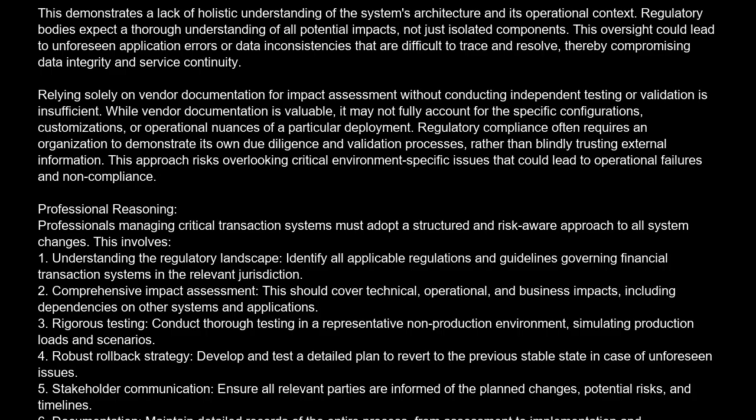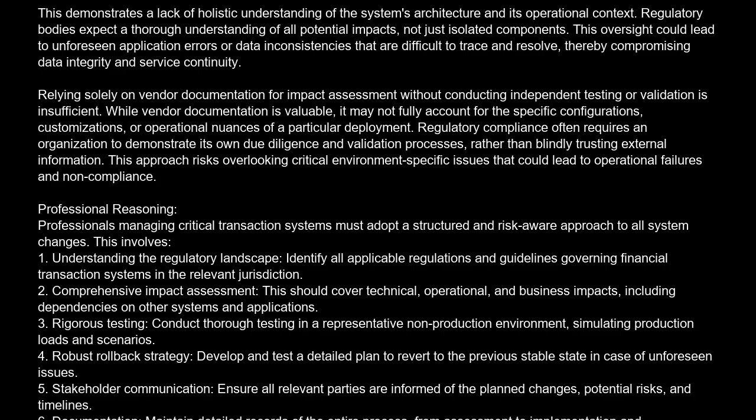Relying solely on vendor documentation for impact assessment without conducting independent testing or validation is insufficient. While vendor documentation is valuable, it may not fully account for the specific configurations, customizations, or operational nuances of a particular deployment. Regulatory compliance often requires an organization to demonstrate its own due diligence and validation processes, rather than blindly trusting external information. This approach risks overlooking critical environment-specific issues that could lead to operational failures and non-compliance.